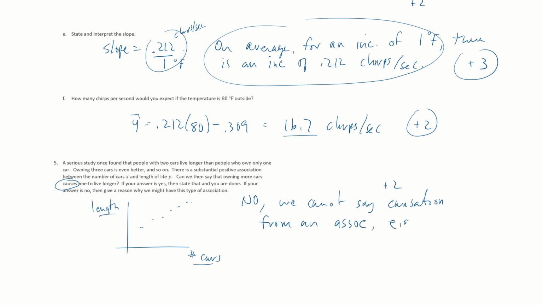For example, wealth might lead to both. Right? You might have more cars if you're wealthier. You might live longer just because you have more access to medical care or whatever. So that's 2 points. So the whole test overall was basically, it ended up being 50 points.